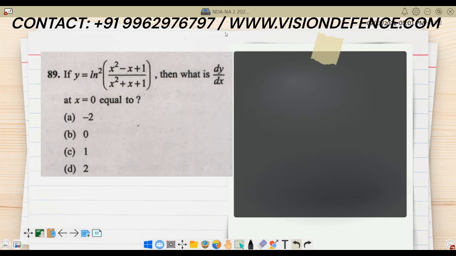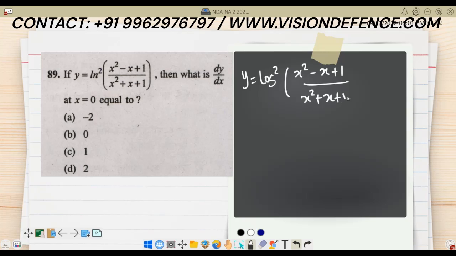Now we are going to see the 89th question. y is equal to log square of x square minus x plus 1 divided by x square plus x plus 1. And what is dy by dx at x equal to 0? See, this problem might look like a big problem, but to solve this, we just need to use our common sense. So dy by dx.